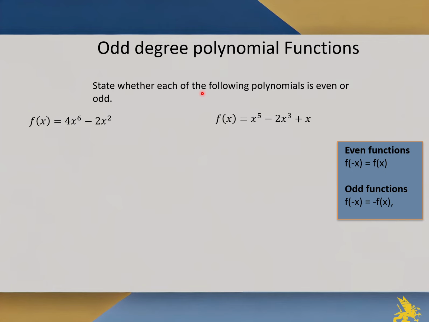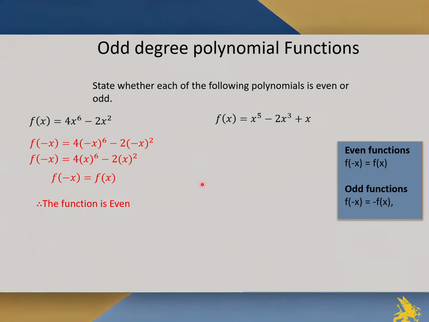So, state whether each of the following polynomials is even or odd. So, the first thing we need to be thinking about here, if it's even, then it's going to follow this rule: f of negative x is equal to f of x. Let's have a go. So, I put in negative x there. Negative x to the power of 6 is x to the power of 6. And then here I've got negative x squared. That becomes x squared. So is it the same? Yes, they are identical, which means the function is even.